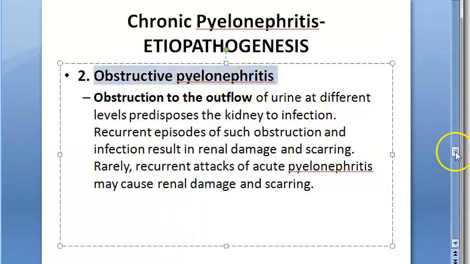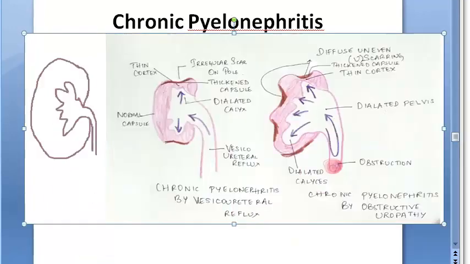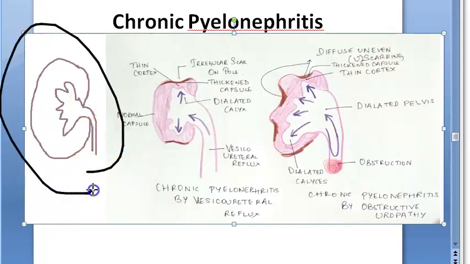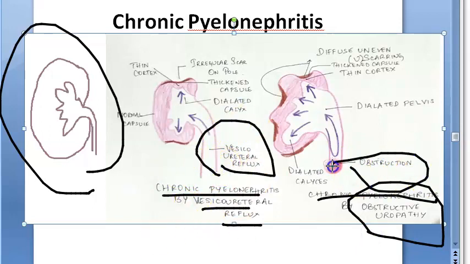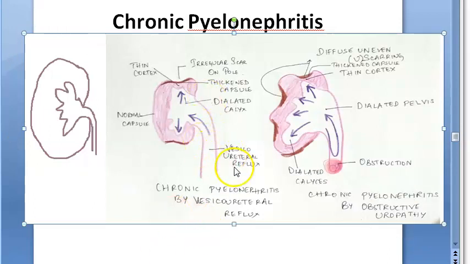What is this? Look at this diagram, you will be able to understand very easily. Now this is a normal kidney. Now this is a chronic pyelonephritis case because of vesicoureteral reflux. And here you have chronic pyelonephritis because of obstructive uropathy. So there are only two causes they have mentioned here, vesicoureteral reflux and obstruction. Obstruction can be because of renal calculi, kidney stones, right? So here you can see the size of the kidney is reduced. This is something you have to observe. In acute, the size of the kidney is more. Now what can you understand here?